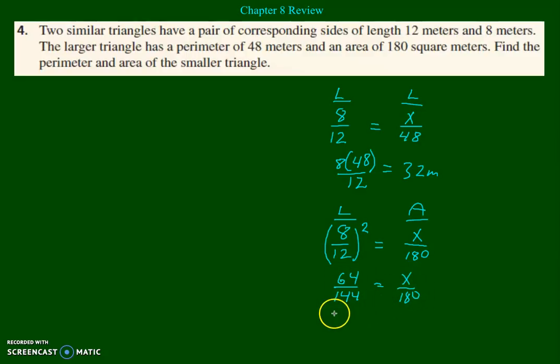We multiply by 180. 180 times 64 over 144, and we put that in our calculator and get 80 square meters. So always remember, when you're dealing with a conversion from linear to area, the ratio of the areas is always equal to the square of the ratio of the linear measures. All right, let's move on to the next problem.